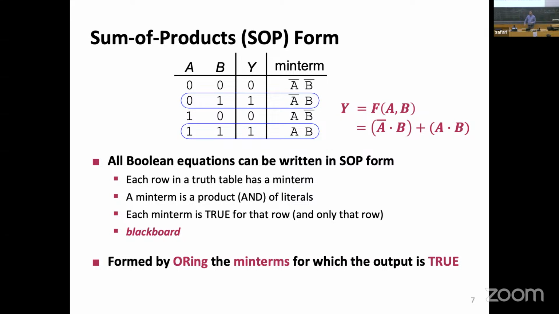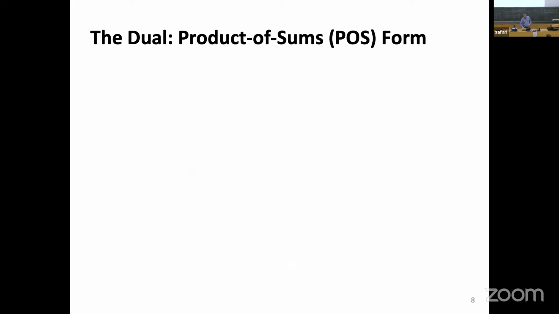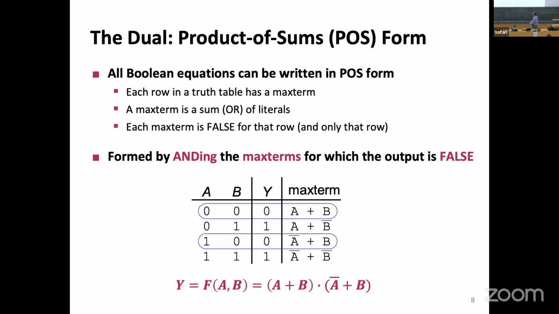Now, is this the only way of doing it? We know that there is this duality principle. Well, if there's a duality principle, there is also the product of sums form, which is, I'm not going to do this, but you are going to pick the other guys. And now the trick is, we are going to pick the max terms, not min terms, the max terms where the output is 0, and add them together. So the same function, notice that it's the same function. I can also write this as A or B, and not A or B.